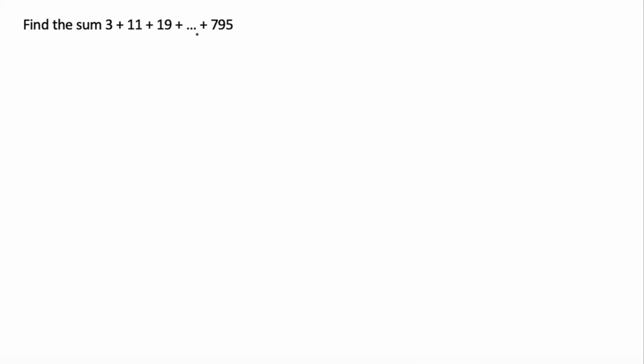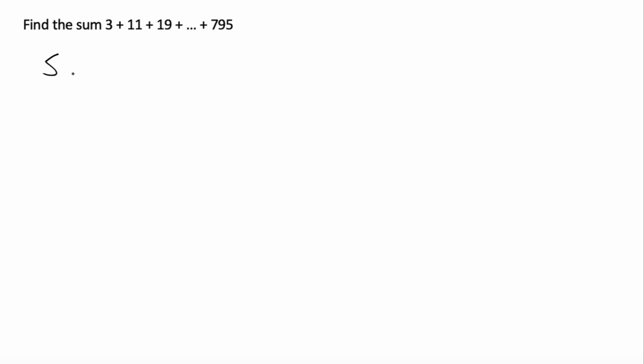All right, so here we want to find the sum of this sequence. The sequence starts with 3, and this is the second term. The second term is 11, the third term is 19, and the last term of the sequence is 795. So we notice here that the common difference is 8. Each successive term is just 8 more than the previous term in the sequence.